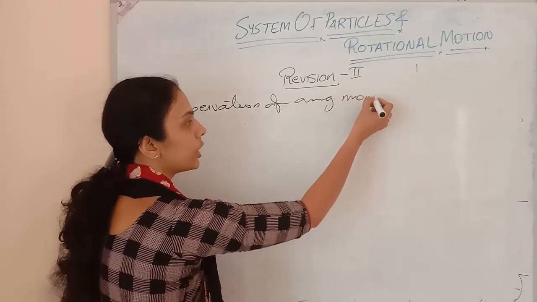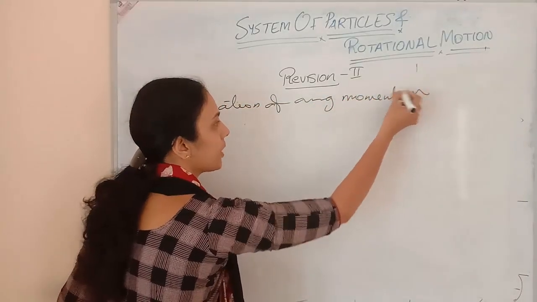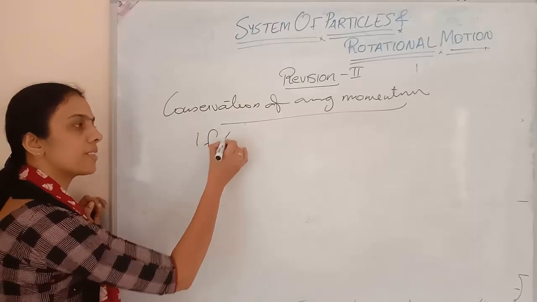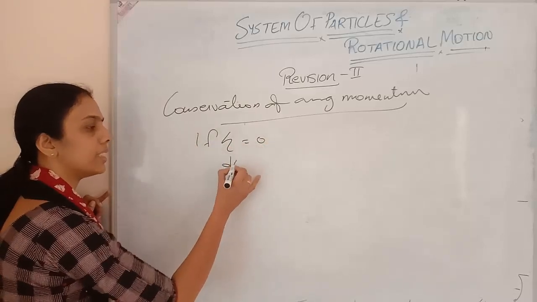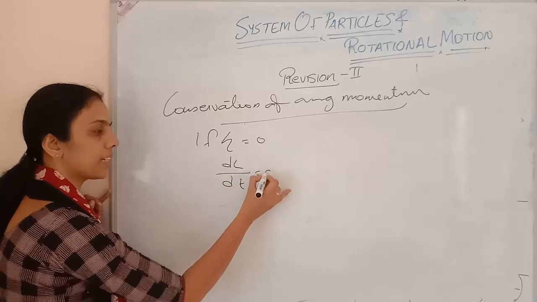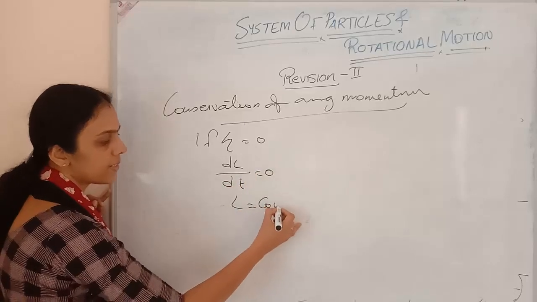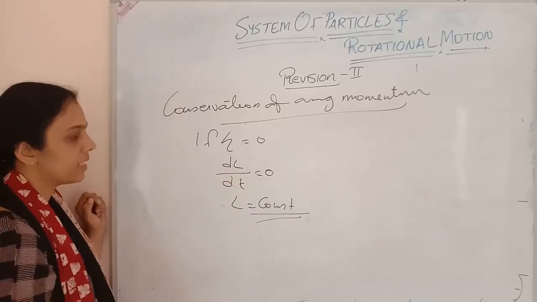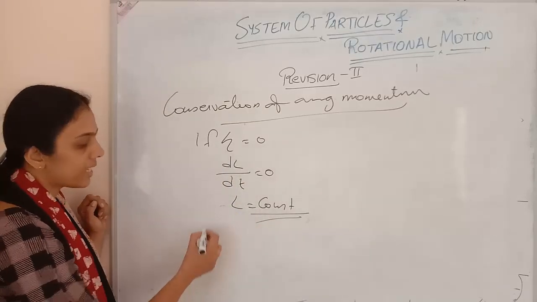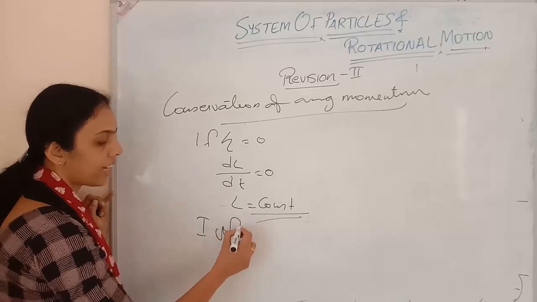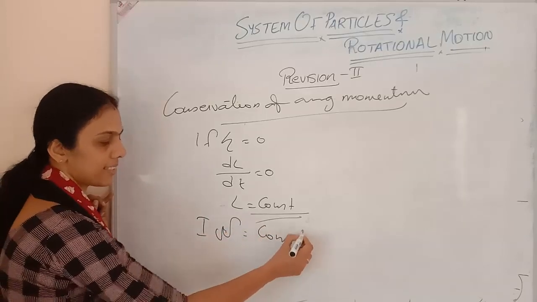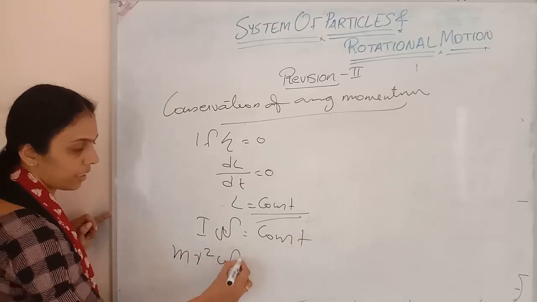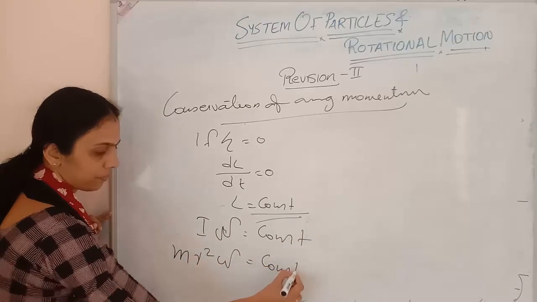In the last video also I did this conservation of angular momentum. You remember? That is torque equals 0, so dL by dt equals 0. We can write it as L is a constant. In this way we explain conservation of angular momentum, right? But now we got L as I omega. So I omega is a constant. What is I? M r square omega is a constant.